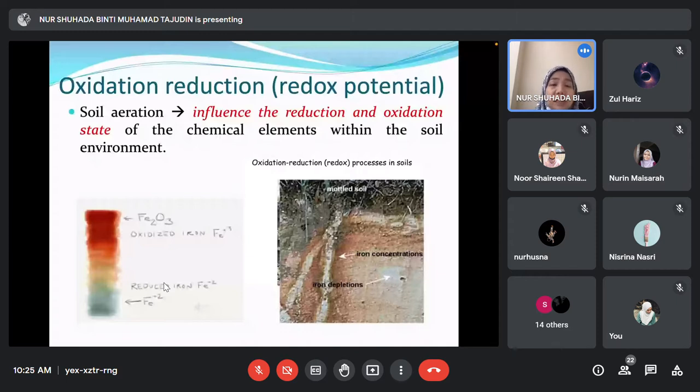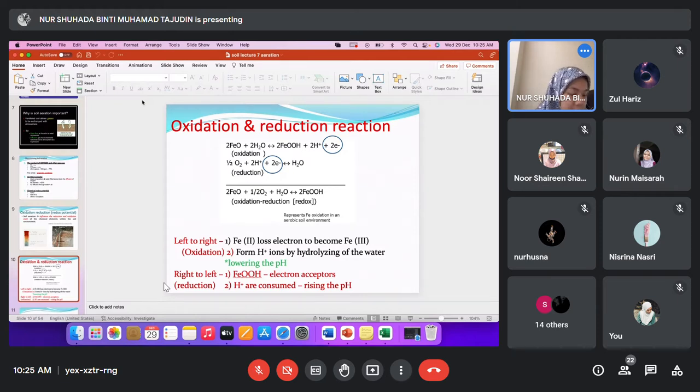So when we talk about oxidation and reduction reactions, ni adalah contoh the changes of the iron 2, we say Fe2+ to Fe3+. If you look here, the changes from the left to the right, you can see FeO. FeO ni is iron 2, so there is only one oxygen. From the left to the right, it is the process of oxidation.